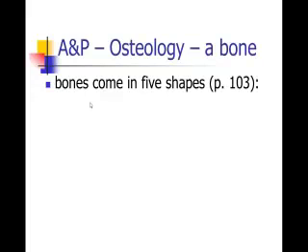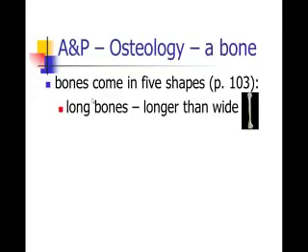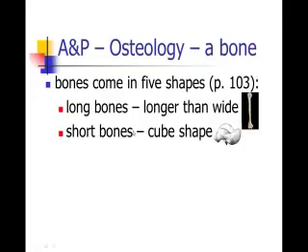Okay, so bones come in 5 shapes. This is from page 103 of the Anatomy and Physiology book. We have long bones. Long bones are longer than they are wide. The example I gave here is a humerus. We have short bones. Short bones sometimes are sort of cube-shaped, not exactly cube, but sort of. This would be a talus. That would be your ankle bone.